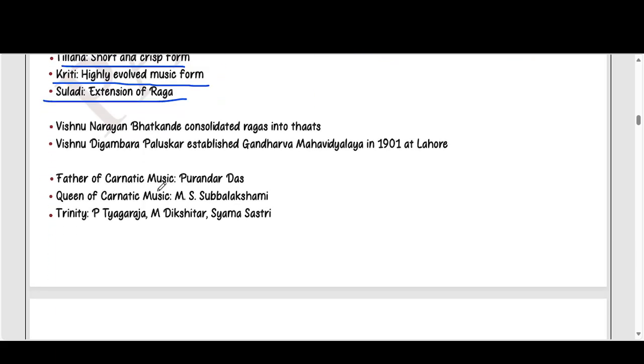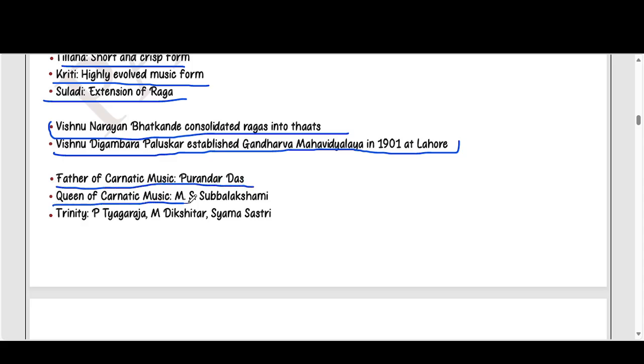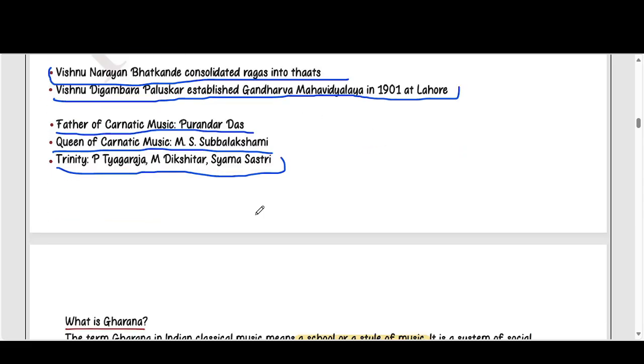form. Alapana, the extension of the Raga. Vishnu Narayan Bhatkhande consolidated the Ragas into thoughts. Vishnu Digambar Paluskar established Gandharva Mahavidyalaya in 1908, Lahore. Father of Carnatic music, Purandara Dasa. Queen of Carnatic music, M.S. Subbulakshmi. Musician Shyama Shastri.